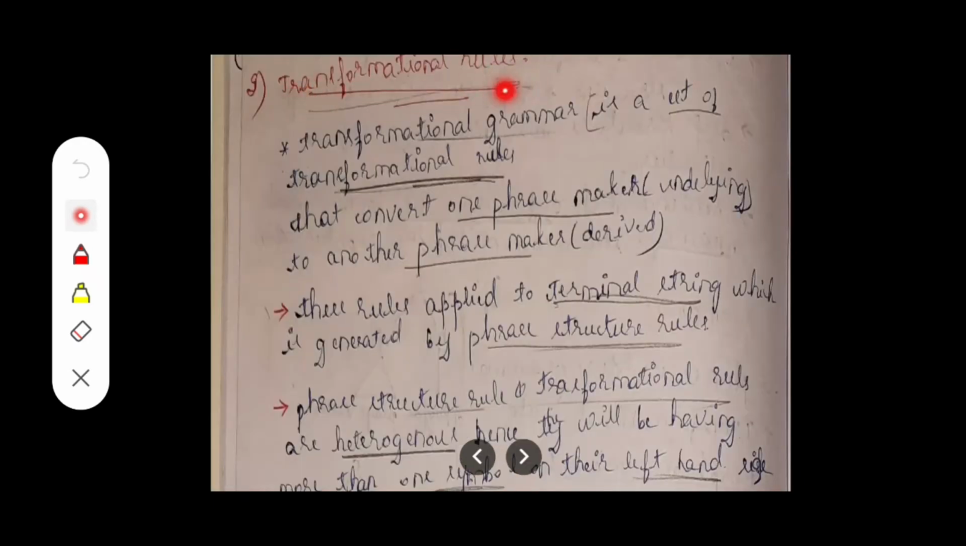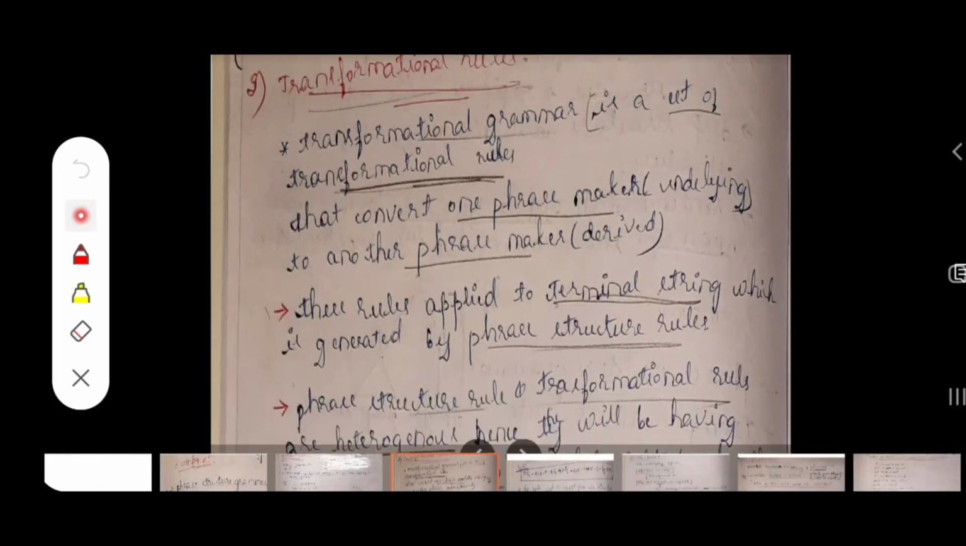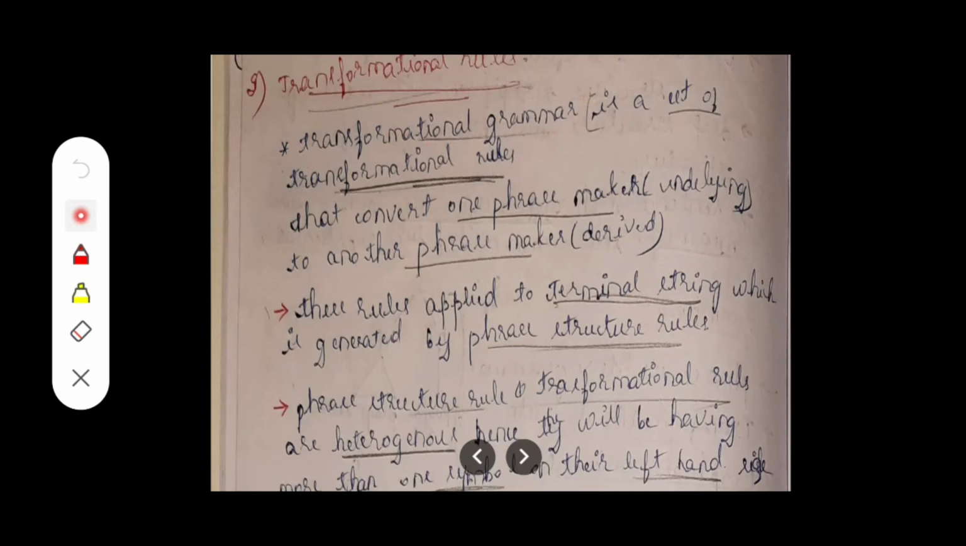And the second component is transformational rules. Transformational grammar is a set of transformational rules. So it has a transformational grammar, and that transformational grammar follows some set of transformational rules that convert one phrase marker, that is the underlying one, to another phrase marker, that is the derived one. I'll explain this with an example in further sessions. Just keep in mind that it is going to convert one phrase marker into another phrase marker. That is nothing but transformational rules.